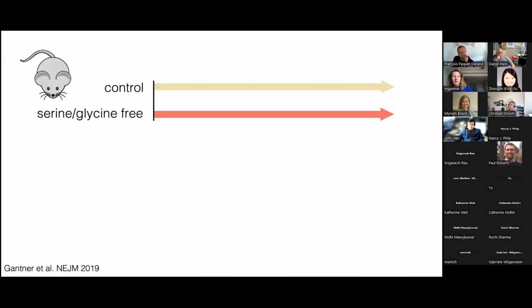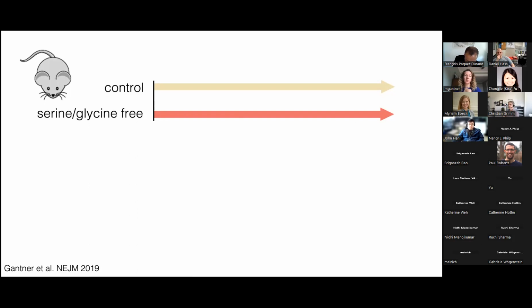To model the low serine and glycine that we're seeing in our patients, we decided to take a diet approach instead of a genetic approach, and make a custom diet that lacked serine and glycine and feed this to mice. In that way, we could systemically reduce the serine and glycine, which we think reflects these broad genetic drivers having a common metabolic signature.